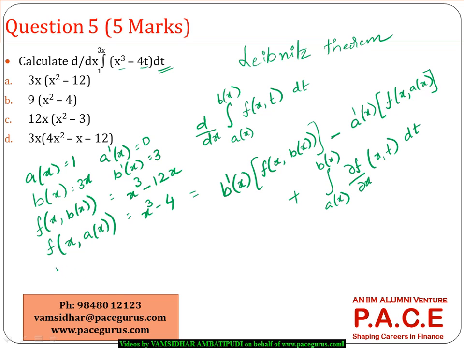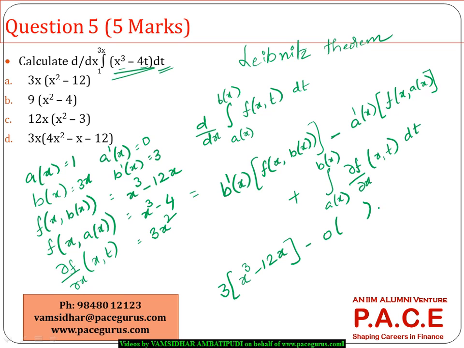One more thing which I require is dou by dou x of f of x comma t. With respect to x, if I differentiate this, it becomes 3x squared. So using this information, now let's try to solve this numerical. B dash of x, 3, into f of x comma b of x, x cube minus 12x. You may go a little bit slow also, but make sure that no mistake comes. A dash of x is 0 into whatever we are getting, so at least something is simplified for us.